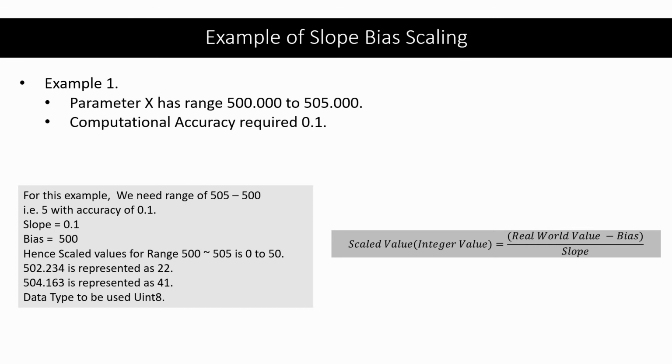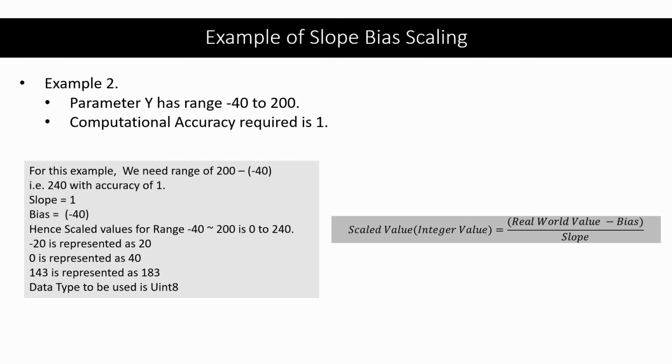So instead of starting numbers from 500, we can start it with 0. So we are considering bias as 500 and hence the scaled value for 500 to 505 is 0 to 50. So to represent 502.234, we can represent it as 22 and 504.163 can be represented as 41. The new data type would be uint8.